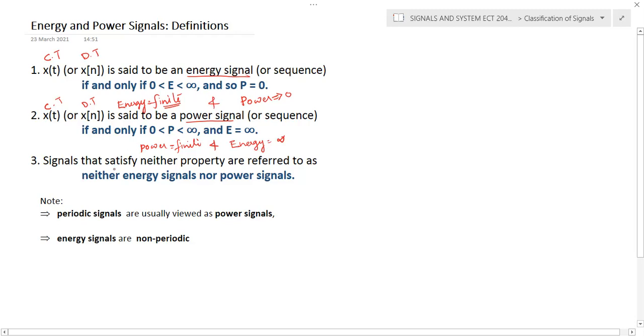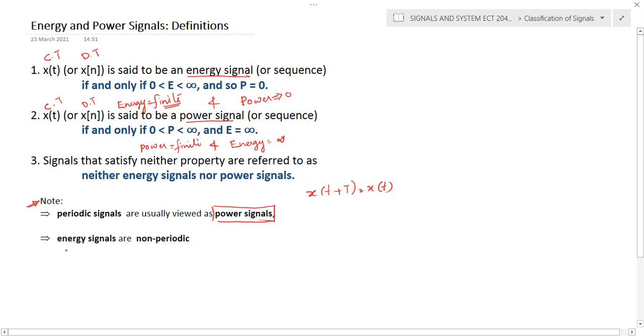Now there are signals which satisfy neither the energy signal nor the power signal condition. Those kinds of signals are neither energy signals nor power signals. You can also note down this point: all the periodic signals. A periodic signal is a signal which repeats after a particular time interval, so after a fundamental period, it repeats. All the periodic signals are usually power signals, so it's very easy to remember that any periodic signal is a power signal.